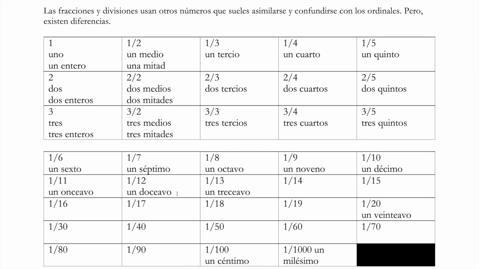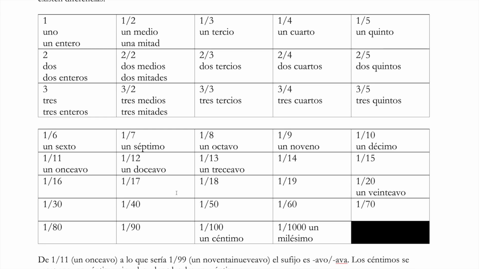Now, as far as fractions, this is where sometimes the confusion can take place. So if we look at fourth, cuarto, quinto, notice they sound just like the ordinal numbers. Fourth, fifth. The thing is, there's the 1/4, 1/5. And this is the way it works. So you have uno, which is just one, or uno entero, one whole, un medio, una mitad, just half portion, un tercio, 1/3, un cuarto, un quinto.